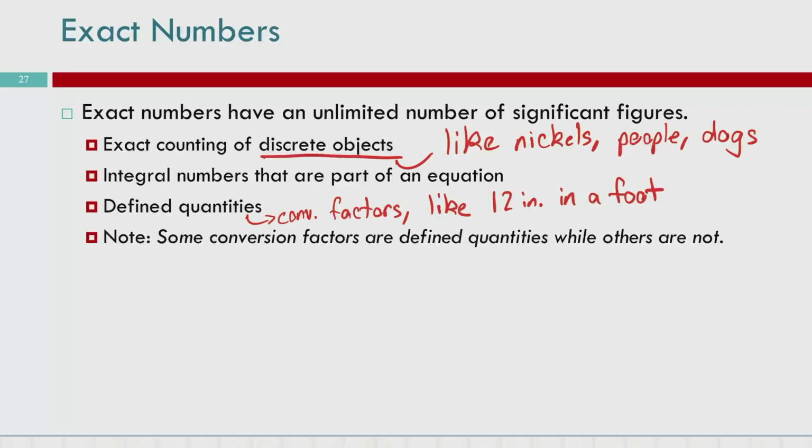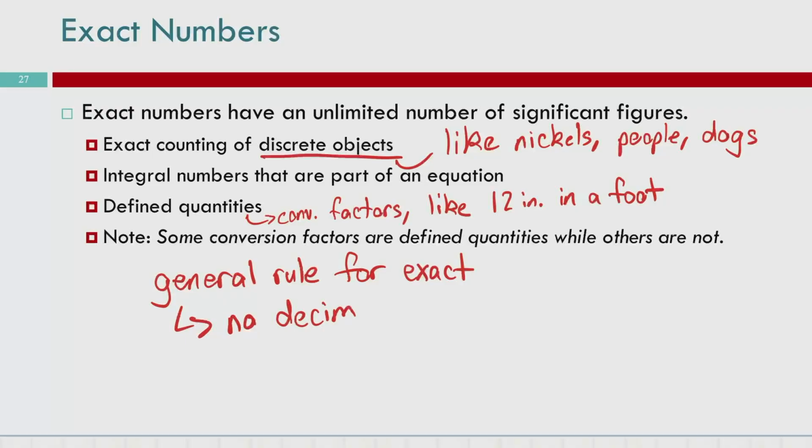Not all conversion factors are defined quantities. This is my general rule of thumb. For conversion factors, no decimal part. So 12 inches in a foot, it's a whole number 12, not 12.1 or 12.0. So that would be exact, or we could assume that it's exact. 5,280 feet in a mile, 1,000 kilometers in a megameter. I meant to say 1,000 meters in a kilometer.